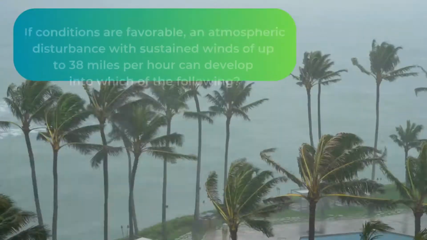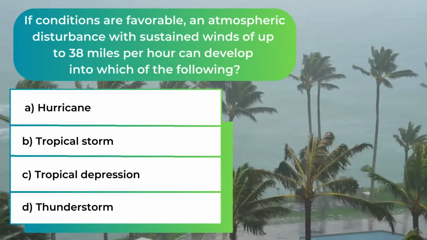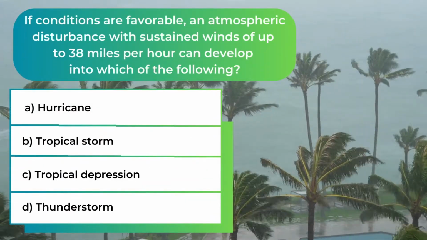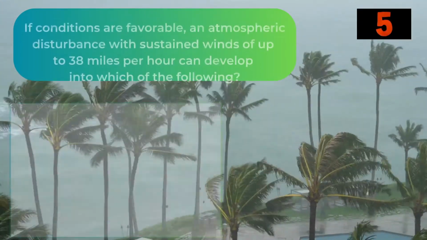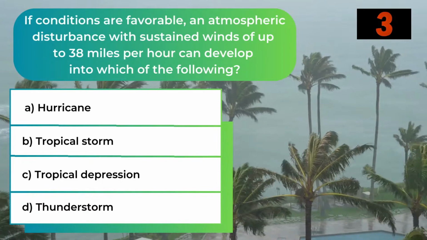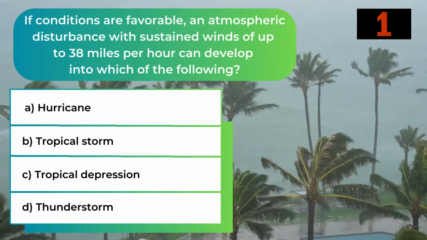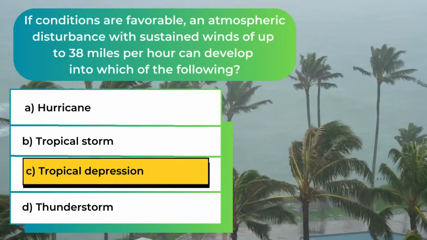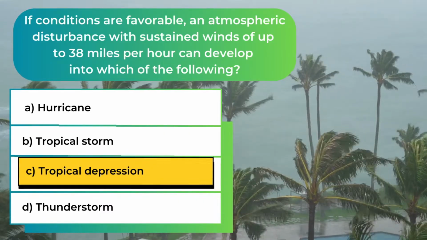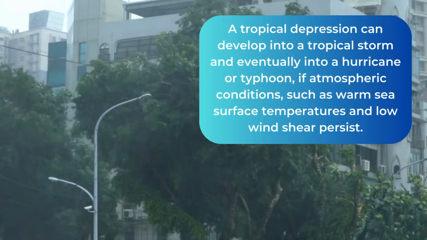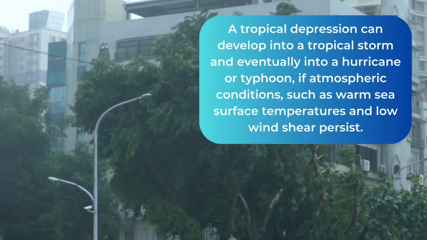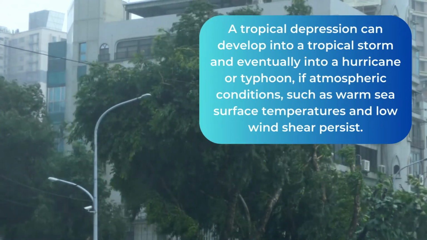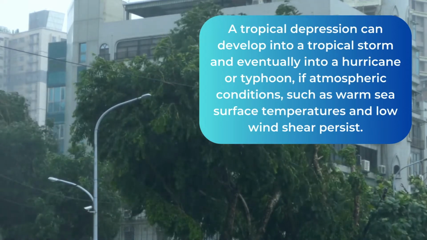If conditions are favorable, an atmospheric disturbance with sustained winds of up to 38 miles per hour can develop into which of the following? The answer is C. Tropical depression. A tropical depression can develop into a tropical storm and eventually into a hurricane or typhoon if atmospheric conditions, such as warm sea surface temperatures and low wind shear persist.